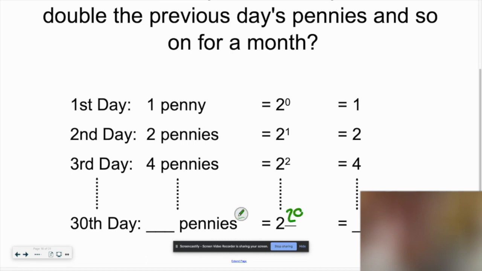So if we raise it to the 29th, because if you notice, on the 3rd day you're 1 less over here, 2nd day, you're 1 less over here, so 30 would be 29. So that is 536,870,912 pennies. And if I wanted to know how much that would get me in actual dollars, then I would move the decimal place twice. So personally, I would prefer to have about $5 million as opposed to $1 million.